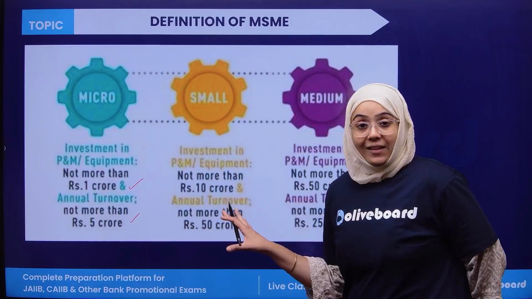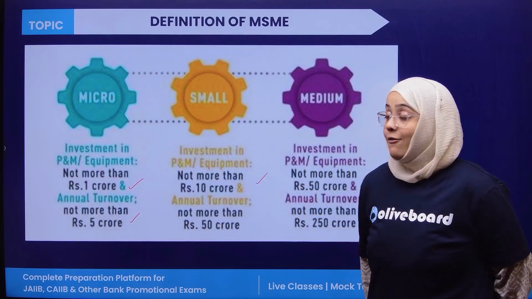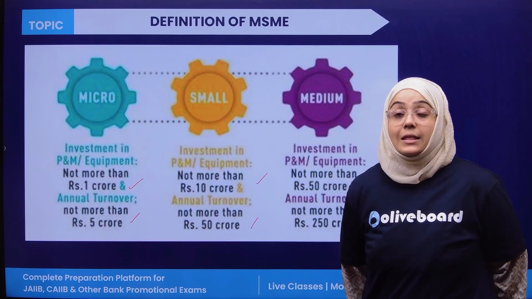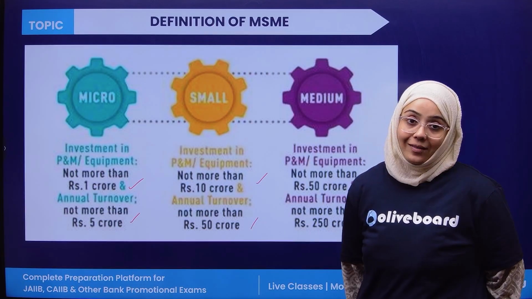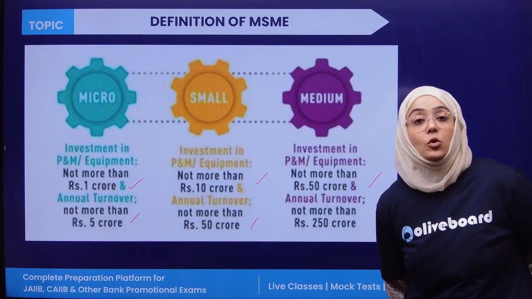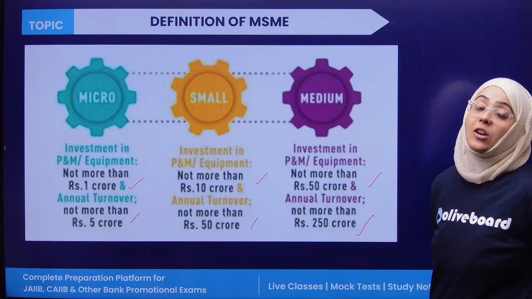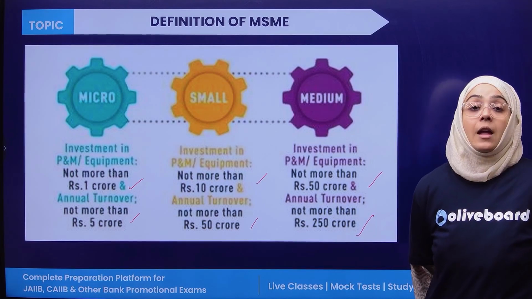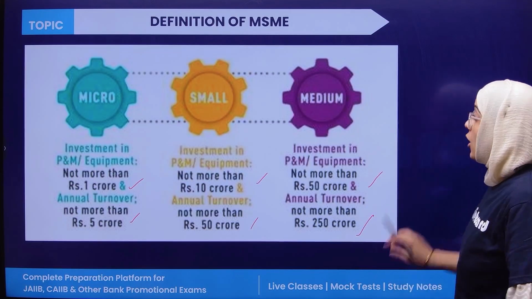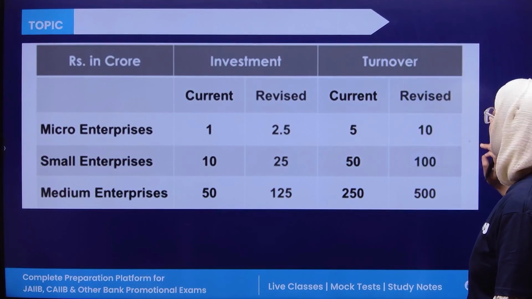For small enterprises, if your investment in the plant and machinery is not more than 10 crore, whereas your annual turnover is not more than 50 crore, then you are a small enterprise. Medium, if your investment in the plant and machinery is not more than 50 crore, plus your annual turnover is not more than 250 crore, then you are a medium enterprise, right?